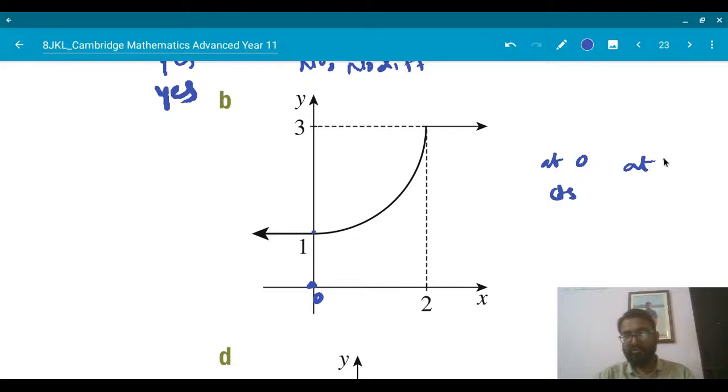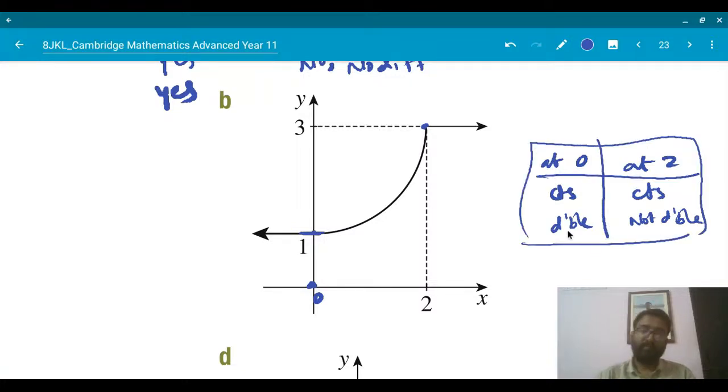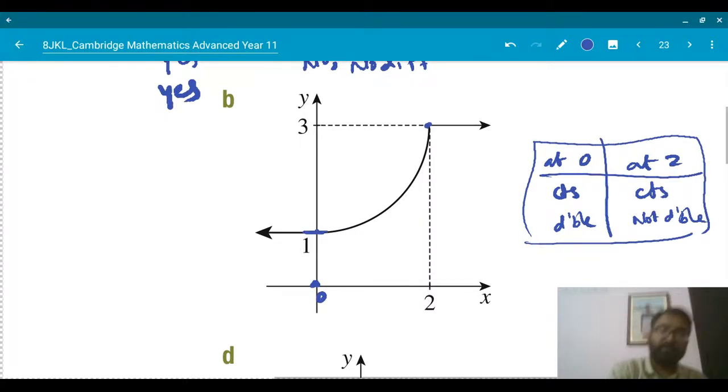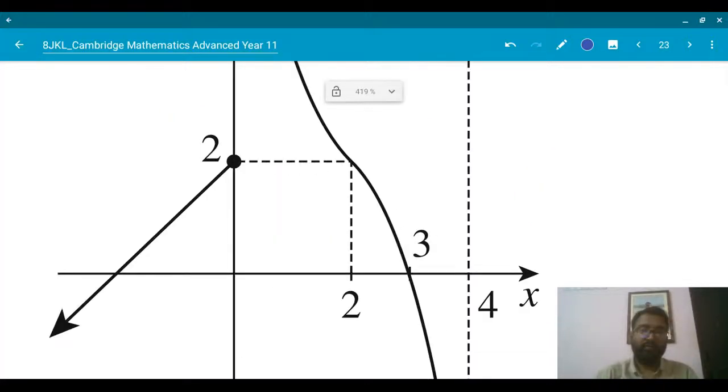At 2, is it continuous? Yes, continuous. At 0, is it differentiable, smooth or not? Yes, differentiable. At 2, is it differentiable? Is it smooth? No, it's not differentiable. That's it. So this is the main observation. Mathematically, we can understand this.